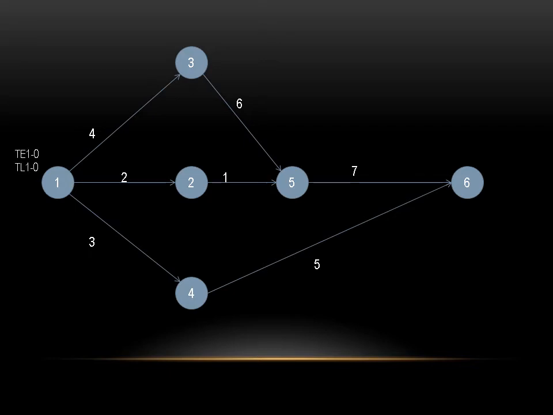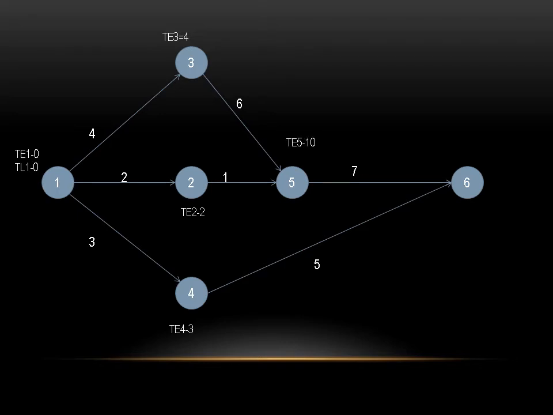Now, TE1, TL1 I will explain to you later. TE1 is 0 for the first event. The project has just started, in 0 days. Then TE3, to complete the third event, it would take 0 plus 4, 4 days. It is very simple. 1 to 2, 0 plus 2, 2 days. 1 to 4, 0 plus 3, 3 days. Till now it is clear.